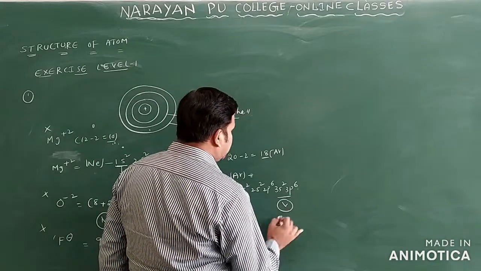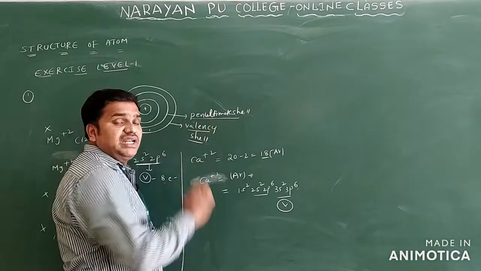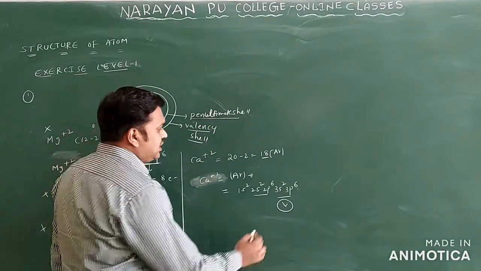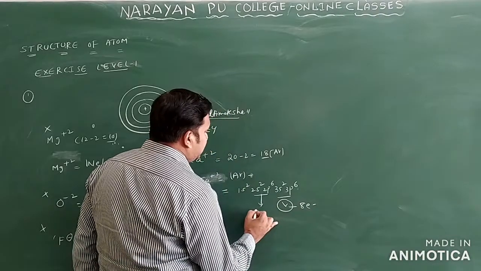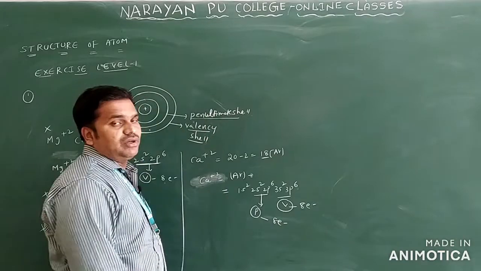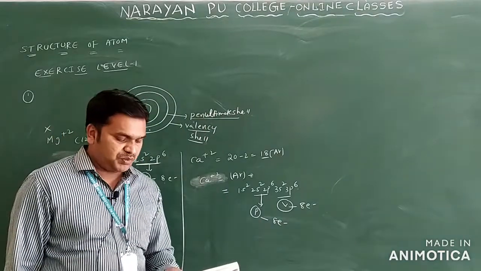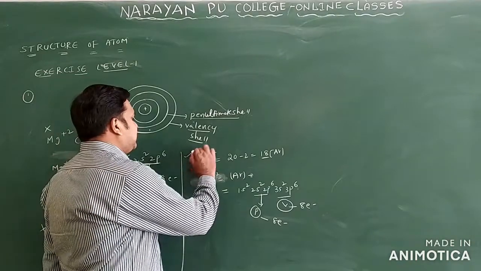You can see this is what shell? This is the valence shell only. The shell just before the valence shell is the penultimate shell. So the valence shell contains how many electrons? 8 electrons. The penultimate shell also contains how many electrons here? 8 electrons only. So what is your answer? Ca plus 2 is the right answer for this question only.